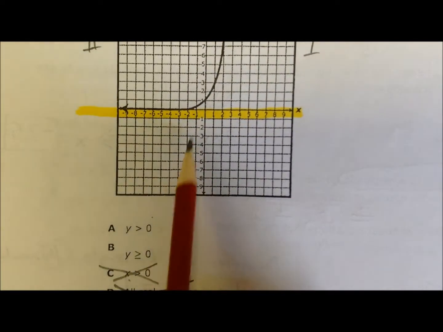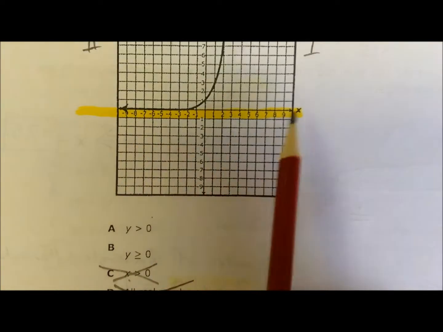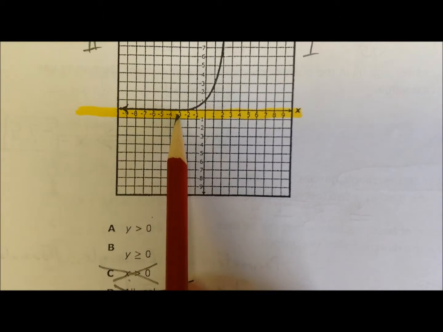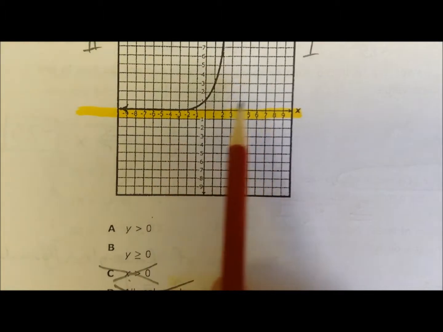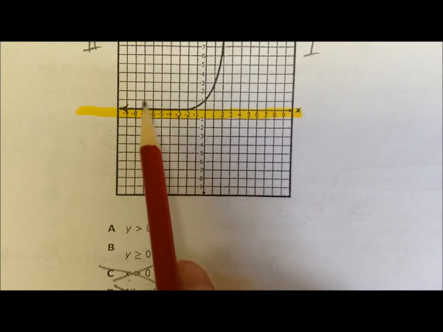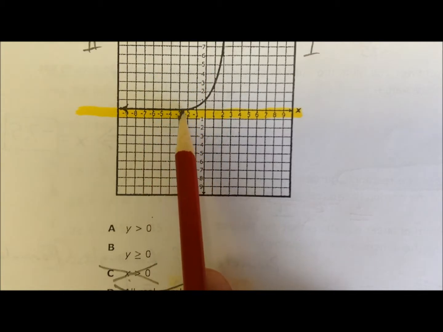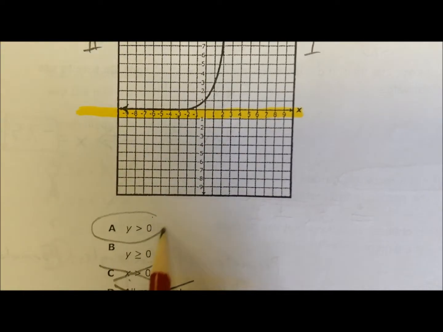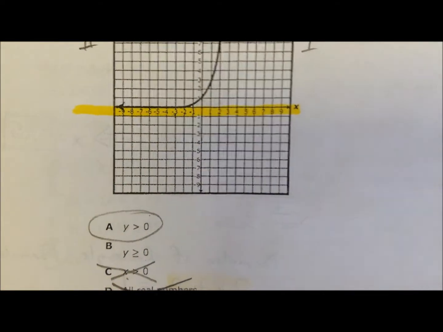The question is, does this actually touch 0 or not? Because that's the only difference between our answers. Well, even though the picture looks like it's going to come down and rest on this, if this is exponential, it will just simply get closer and closer and closer and closer to 0. It will not touch it.